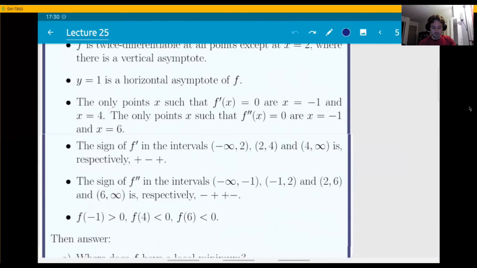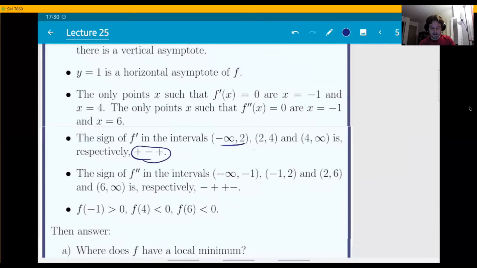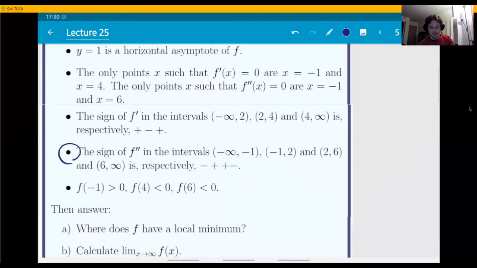I'm also giving you the only points where the derivatives are 0: -1 and 4 for the first derivative, and -1 and 6 for the second derivative. I'm giving you the intervals where f prime is plus or minus, as well as the same thing for f double prime. And I'm also giving you the sign of the function at those transition points, the locations where either f prime or f double prime were 0. I'm telling you the value of the function is either positive or negative at each one of those. So draw the most accurate possible graph for this and then answer.